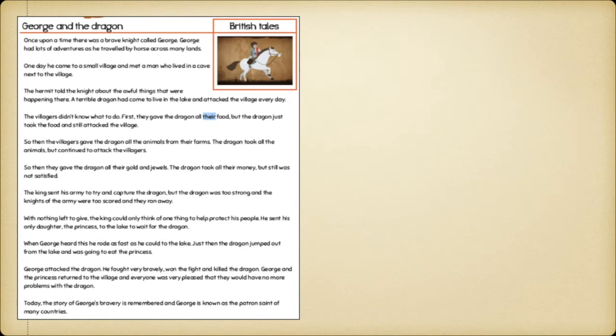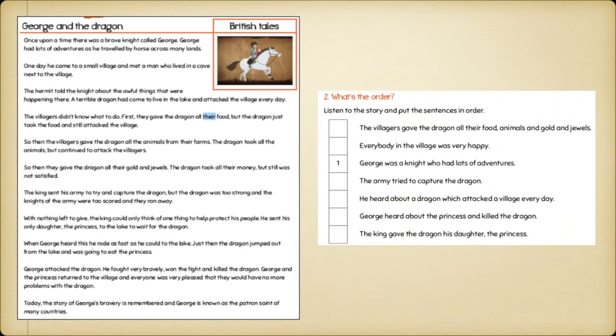Okay, well here is a story of George and the Dragon. It's not exactly the same as the video, but most of it is pretty similar. So what do you do in task number 2? What's the order? It says listen to the story and put the sentences in order. So they've put number 1 next to George was a knight who had lots of adventures.